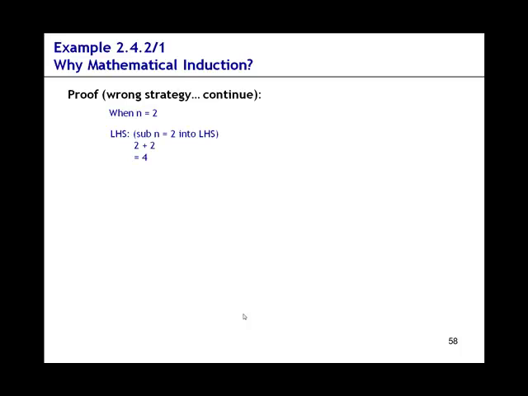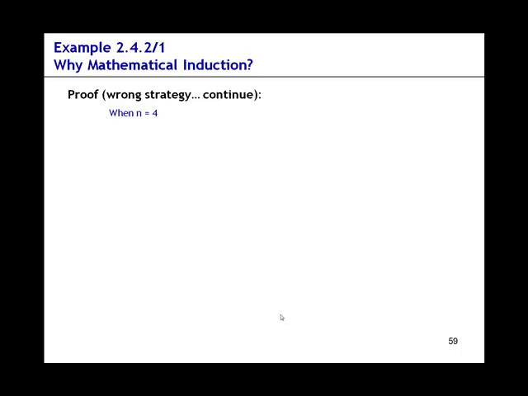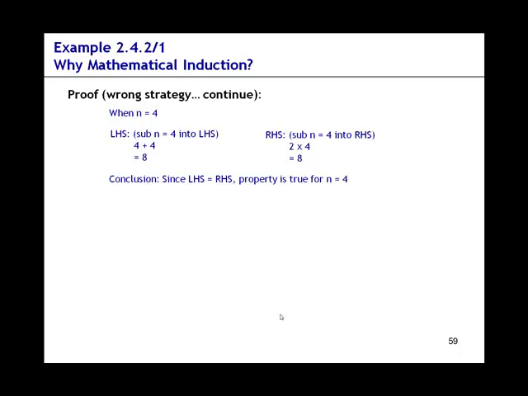When n equals 2, left hand side equals 2 plus 2, which is 4. Right hand side is 2 times 2, also equals 4. So I conclude that left hand side equals right hand side, and the property is true for n equals 2. I can continue to do this for n equals 3. Left hand side is 3 plus 3 equals 6, right hand side 2 times 3 also equals 6, so the property is true for n equals 3. Continue for n equals 4. Left hand side 4 plus 4 equals 8, right hand side 2 times 4 also equals 8, so the property is true for n equals 4.